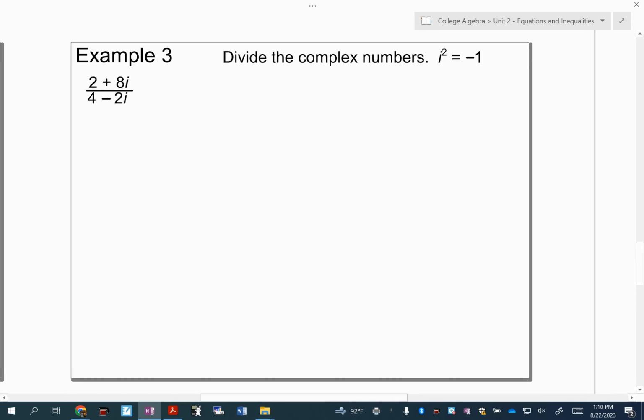So what I tell students when they're learning this is dividing is very similar to multiplying, except you're going to have to end up multiplying two of these that we just did on the previous example. So this is where I'm going to introduce that conjugate.